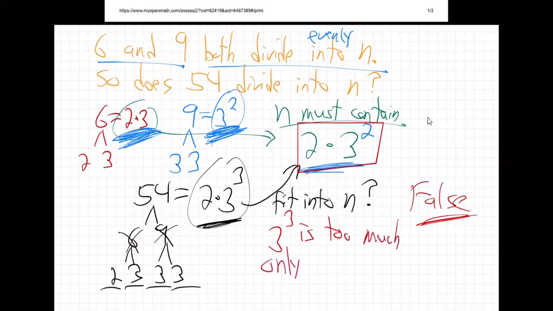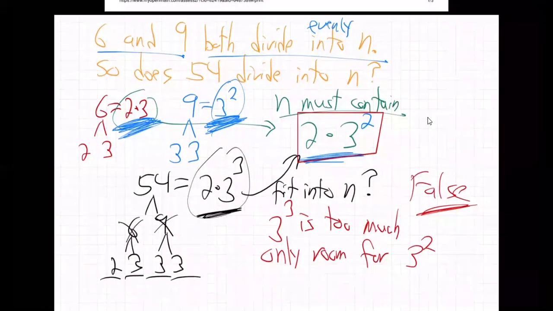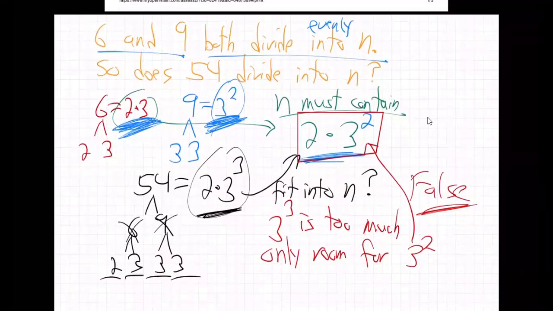There's only room for 3 squared in there, right? That making sense? Questions I can answer?